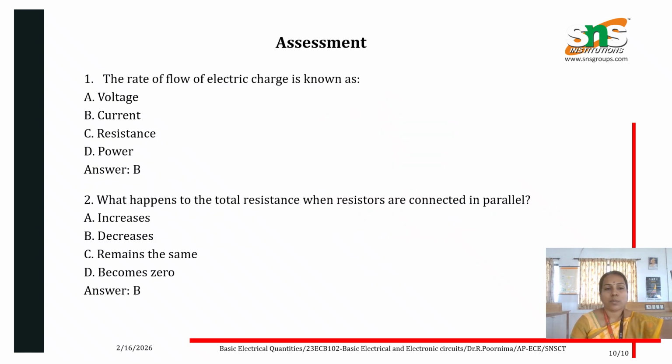Let's take the assessment. The rate of flow of electric charge is known as: options are voltage, current, resistance and power. So the rate of flow of electric charge is current. So the answer is B.